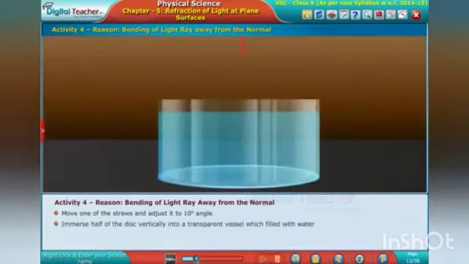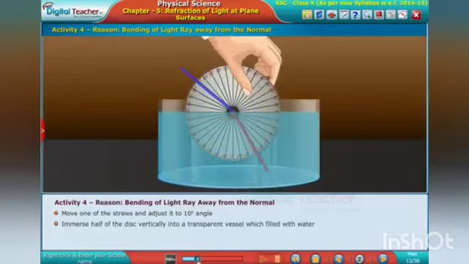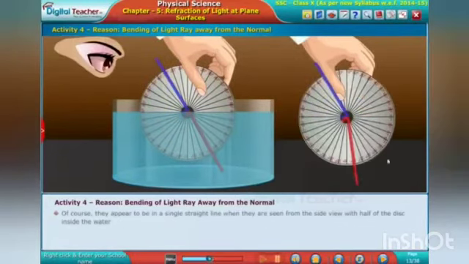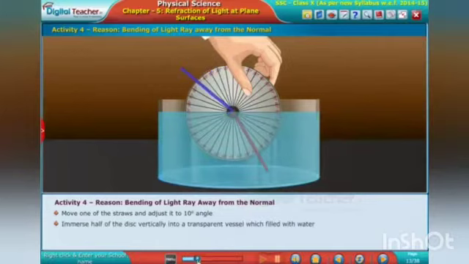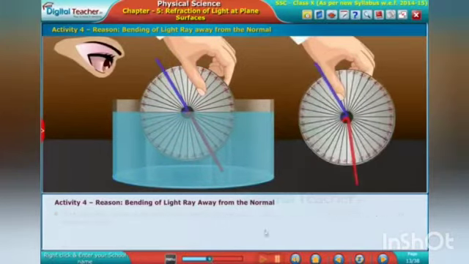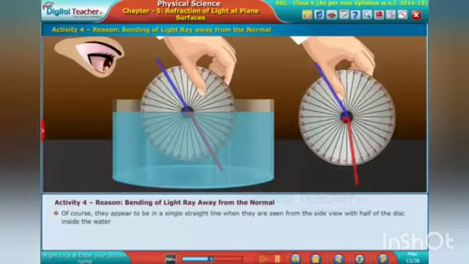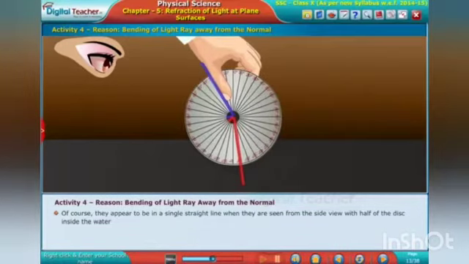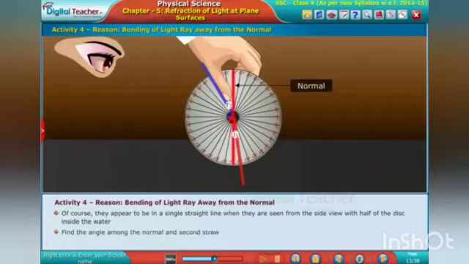Immerse half of the disc vertically into a transparent vessel filled with water. Of course, they appear to be in a single straight line when they are seen from the side view with half of the disc inside the water. Find the angle between the normal and the second straw.